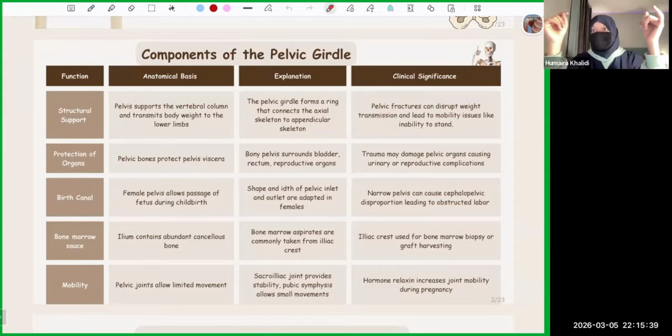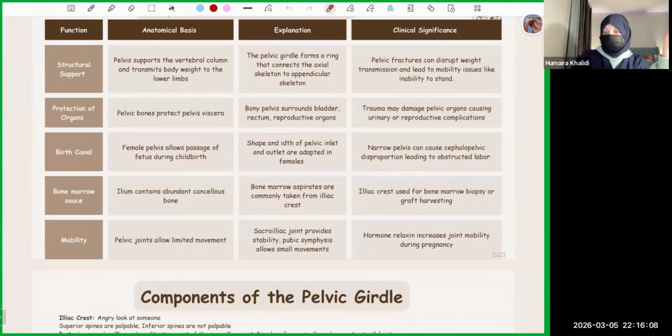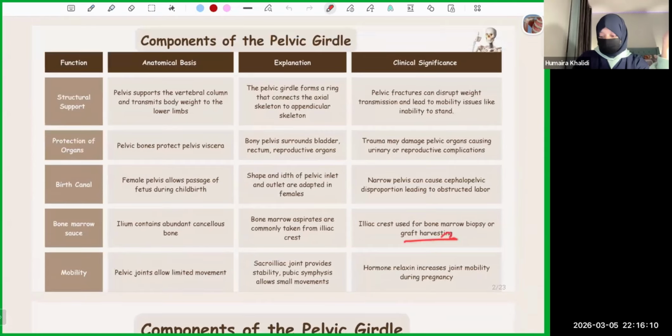Another thing is in your iliac crest, you have osteoprogenitor cells or osteoprogenitor precursor cells. Now, what are these? These are cells that make bone. If you want to take a few bone cells for bone grafting, you can take an aspiration from here. You get what I mean? So you use the iliac crest for bone marrow biopsy and for graft harvesting.